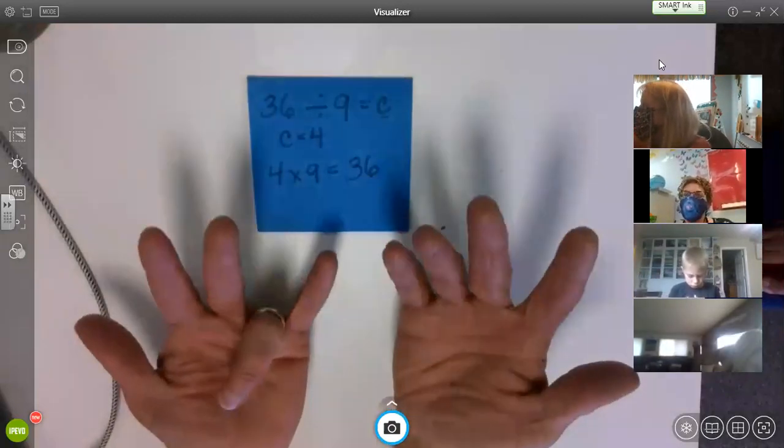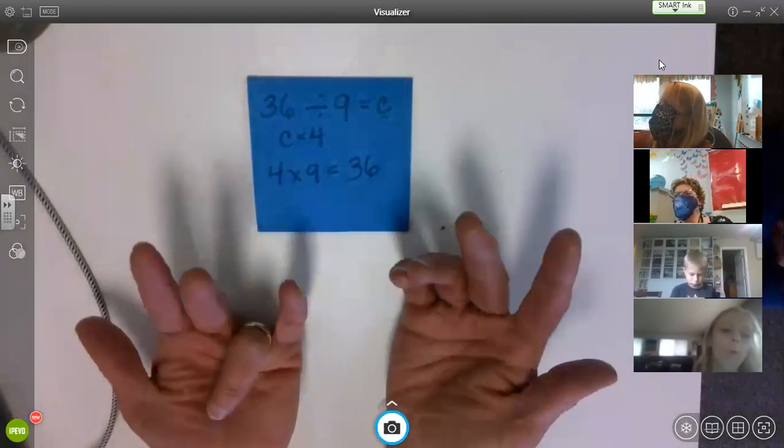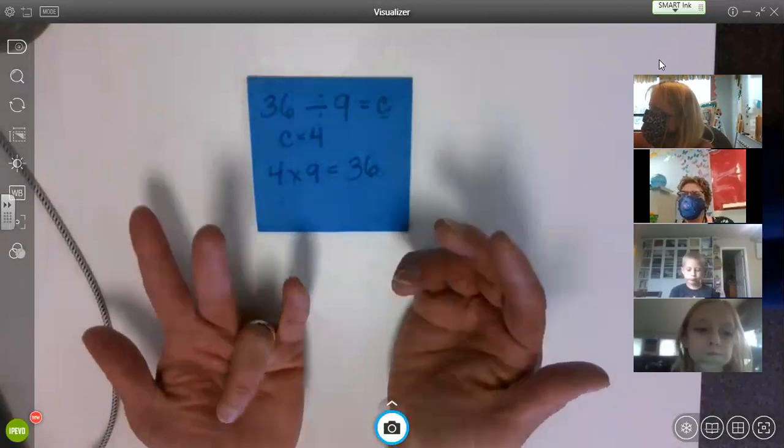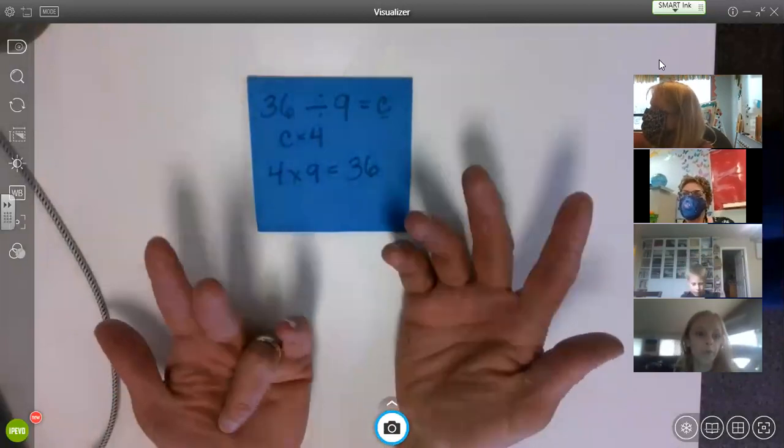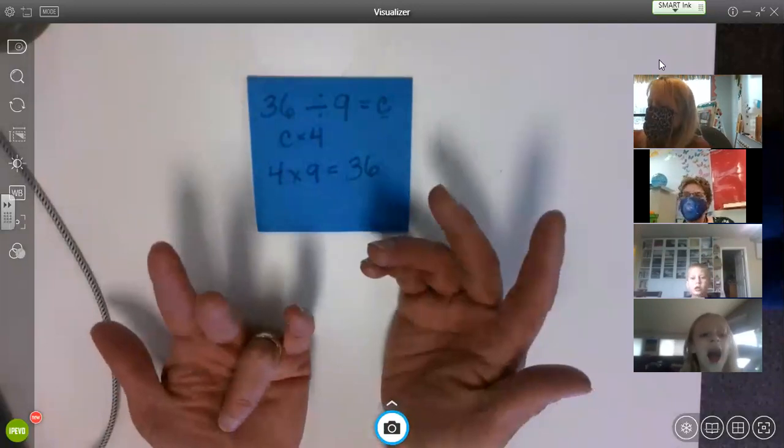Yes. So we're using that same nines trick, but we're doing it in the opposite way. We're making the dividend with our fingers, and we're seeing which finger we put down. Let's try another one.